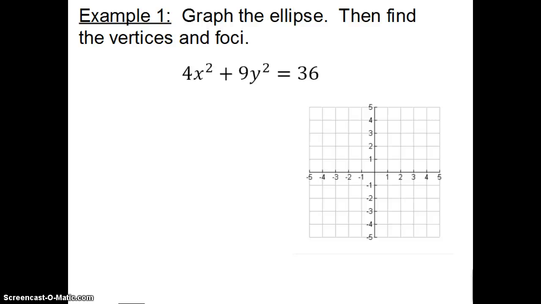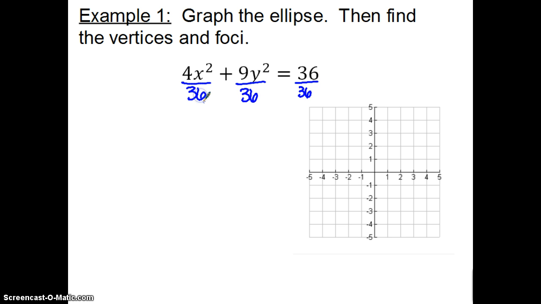Example 1 says graph the ellipse, then find the vertices and the foci. And we're going to do a little more than that. We're going to throw in a couple extra things so that you're prepared for how to do these on your homework. First of all, this equation is not set equal to 1 like I said it always had to be. So we are going to have to fix that. And you're going to run into this quite a bit.